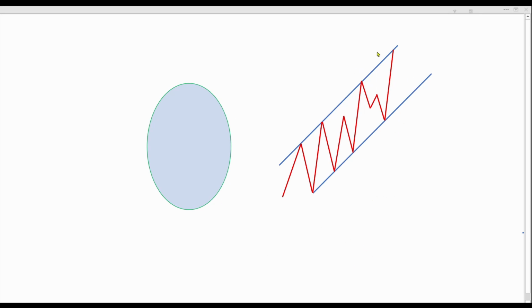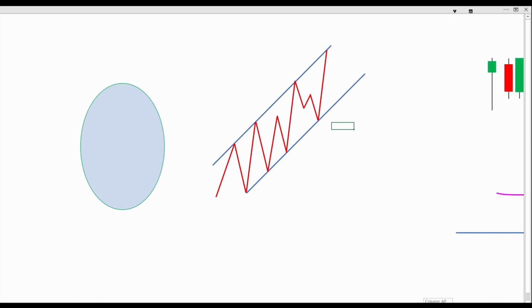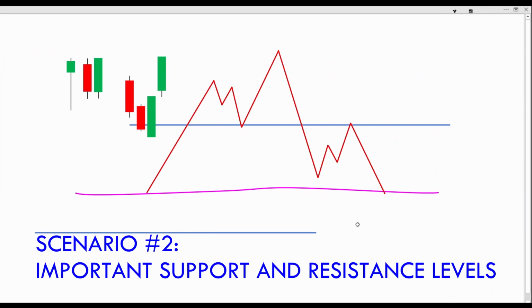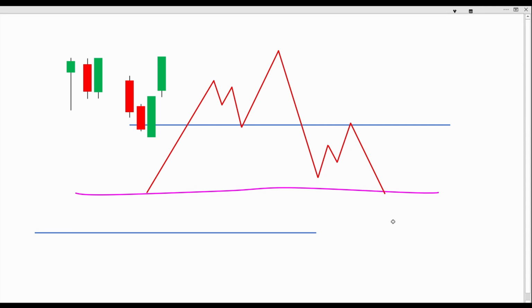Okay, so this is the first scenario that we use in the trend channel, and the second scenario I use is using important support or resistance levels, or a moving average, or whatever you are using, because I like to show the concept of this. I don't like to tell people you have to use the 20 period EMA, or the 50 or the 89. Well, that depends very much.